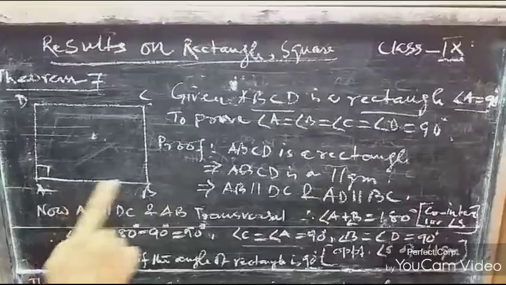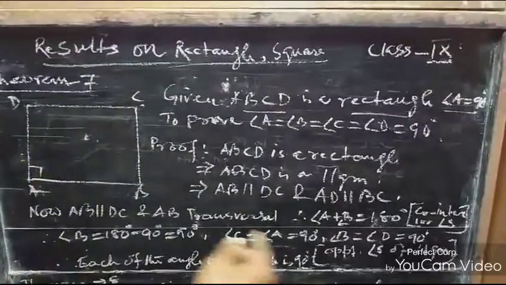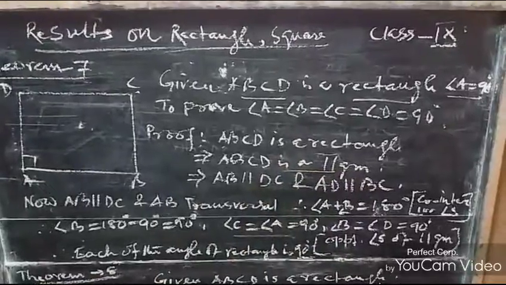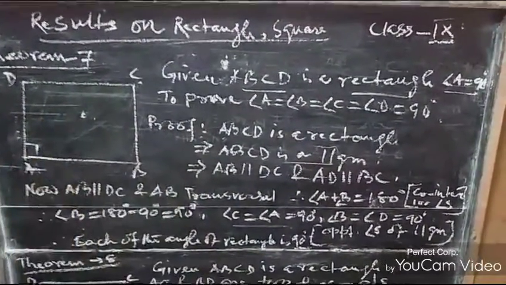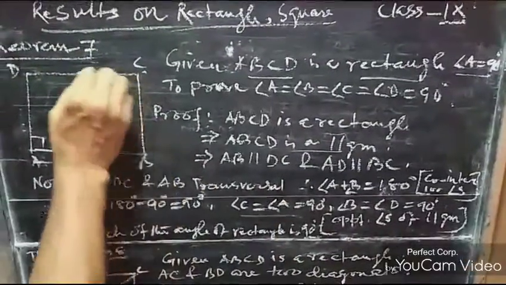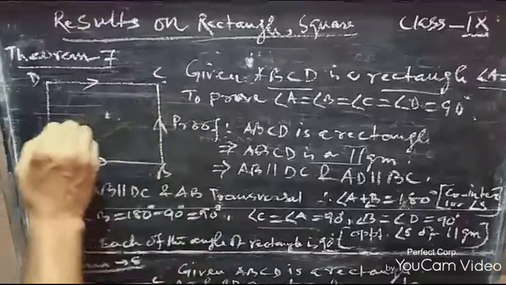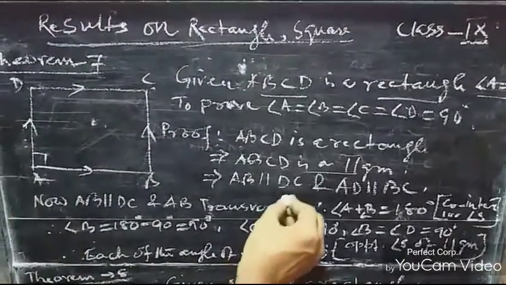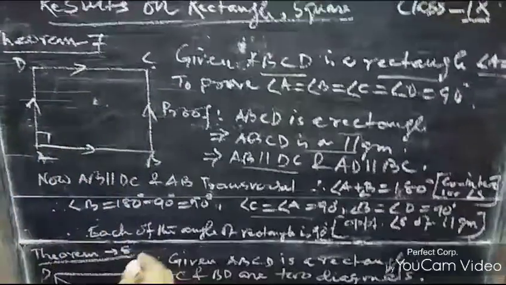Now to prove it: ABCD is a rectangle, so by definition ABCD is also a parallelogram. The rectangle is a parallelogram whose one angle is 90 degrees. Since this is a parallelogram, this side is parallel to this and this is parallel to this. So AB is parallel to DC and AD is parallel to BC.